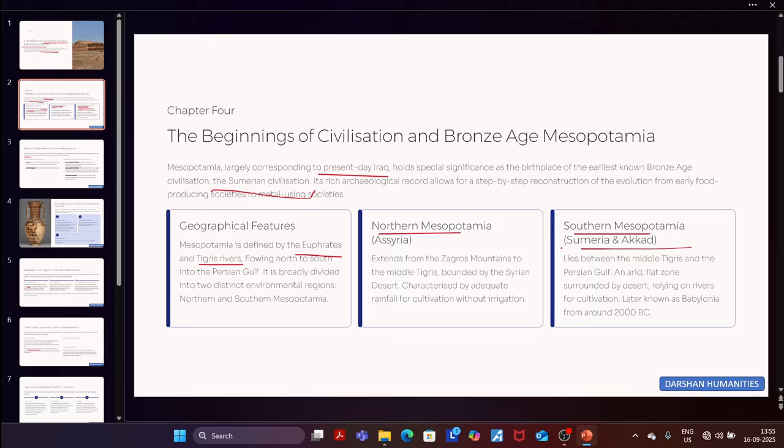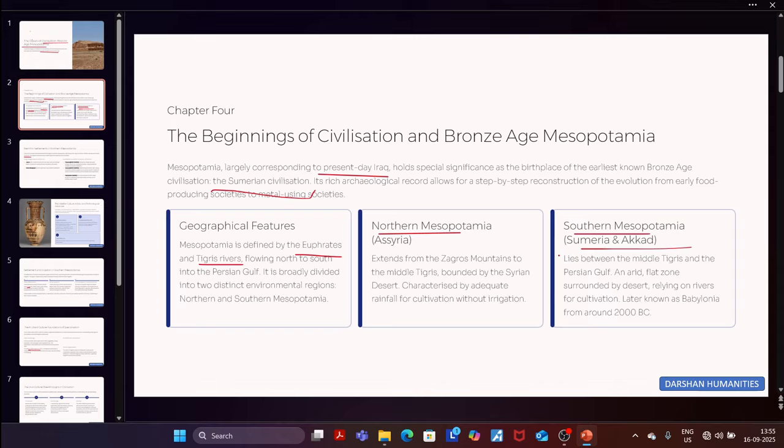Northern Mesopotamia extended from the Zagros Mountains to the Middle Tigris, and it was bounded by the Syrian desert. This area receives adequate rainfall for rain-fed agriculture. Southern Mesopotamia lies between Middle Tigris and Persian Gulf, characterized by flat and arid land with scarce rainfall. Cultivation here relies entirely on irrigation from the Euphrates and Tigris.